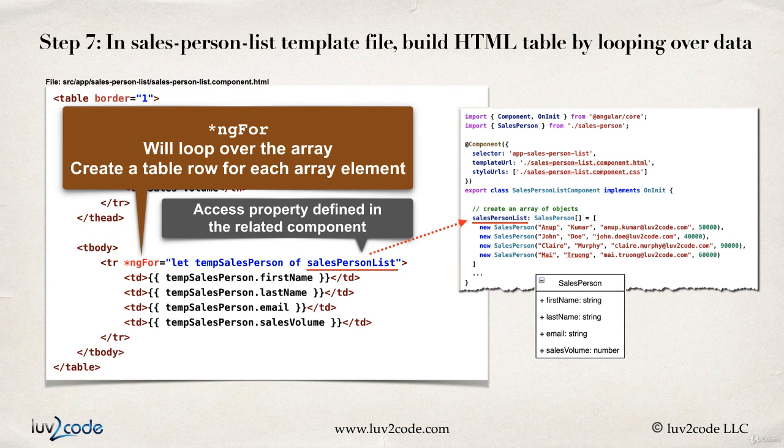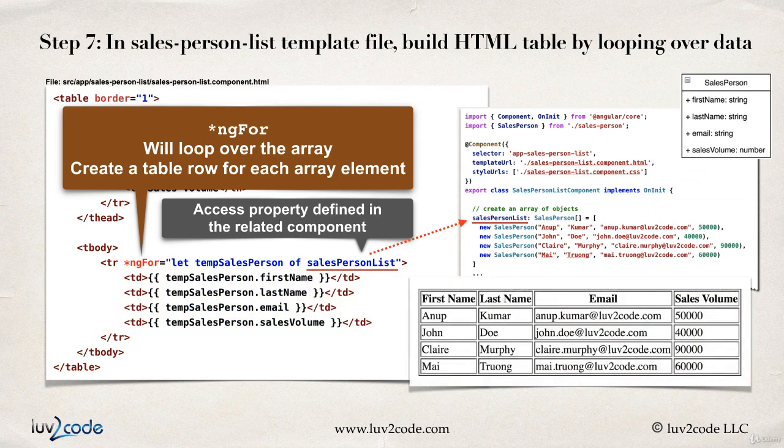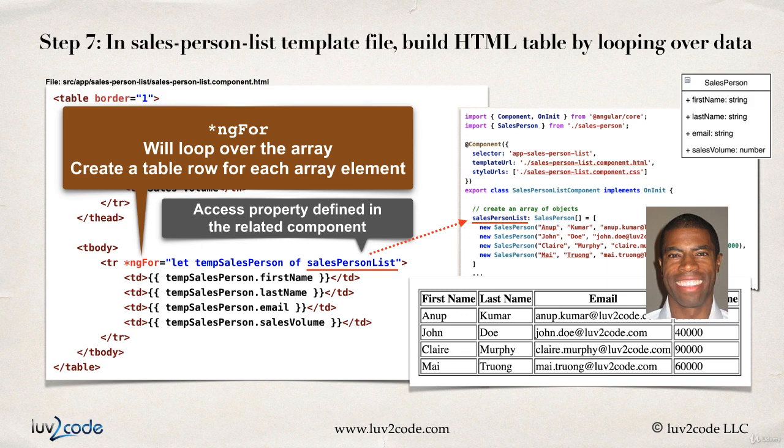And so for each element in the array, we'll have this table row, and then we use table data to access the actual internals there for that given object. So I use the curly brace, temp salesperson dot first name, and then I repeat the process for dot last name, dot email, and dot sales volume. So this will give me the HTML table populated with data from the property. Alrighty, this looks great. So let's go ahead and move into our IDE and let's write the code.